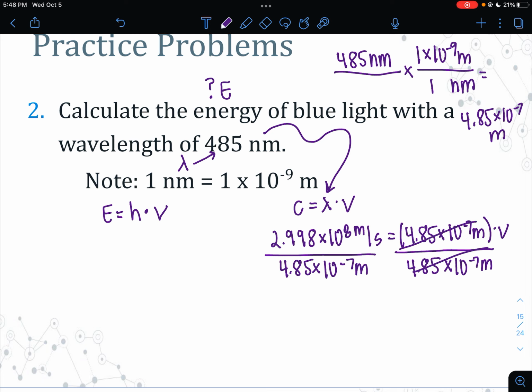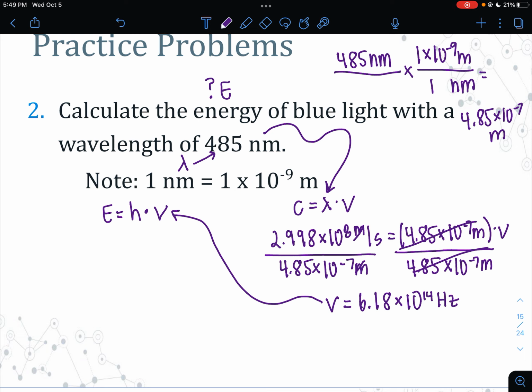Yep. So those will cancel. We'll divide, we'll solve. When we divide here, 2.998 e to the 8th divided by 4.85 e to the negative 7. And I get 6.18 times 10 to the 14th. I'm going to double check my count. Yep.